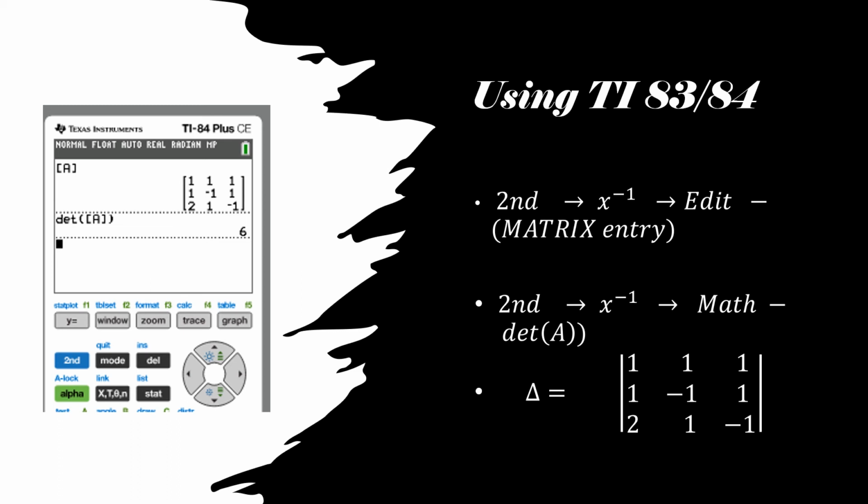Once we enter and edit this matrix, under the matrix menu we have to select math, where we find the determinant of A. I think that will be the first one. Find the determinant of A, and that immediately gives you the value 6. In the same way we can find the values of the determinants Ax, Ay, Az, the determinants for x1, x2, x3, and you can easily find what those values are using the graphing calculator.